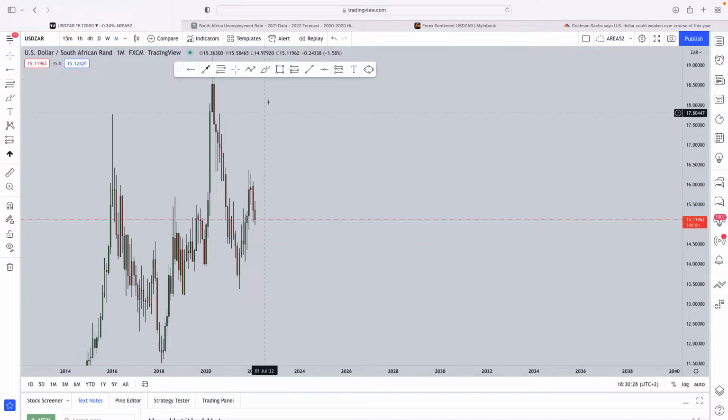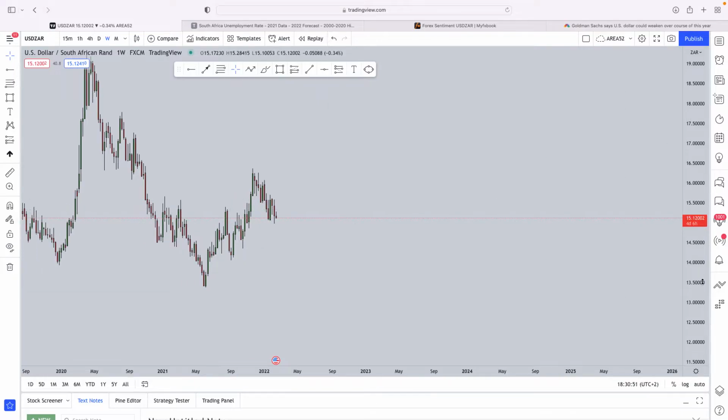But the only problem that we are faced with at the moment from a technical perspective is this was a very strong level of resistance, and the market had tested that level quite aggressively multiple times. The market finally broke above that level. Now you can see how the market is about to break below that level as well. But this is a monthly candle, so there is a big possibility that the market could still close above this level as well.